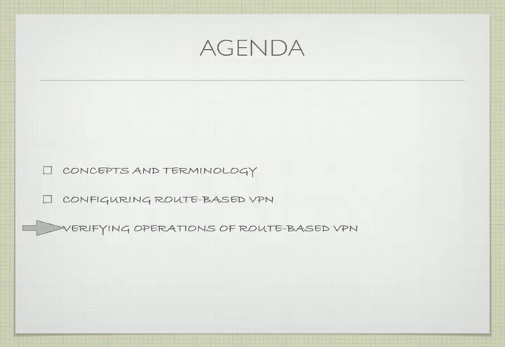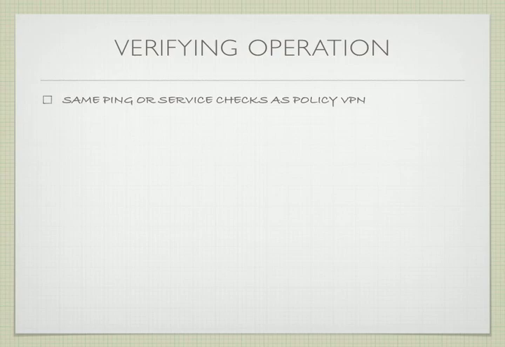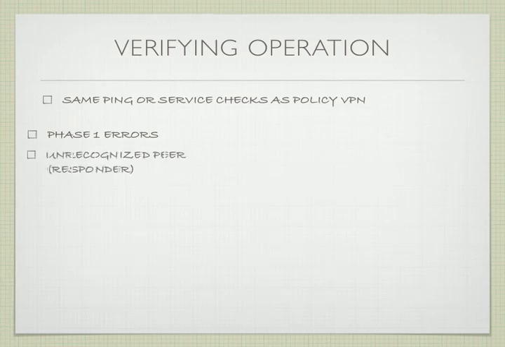Okay, so route-based VPN has been created, policies designed and up, routing is in place, all that's done. We want to make sure that it works. We're going to verify the operations of this using ping or service checks, exactly like we did on the previous one. If we have a problem with the VPN, we're going to see these same phase 1 errors that we see on a policy-based VPN.